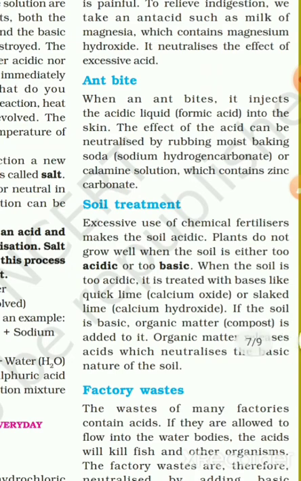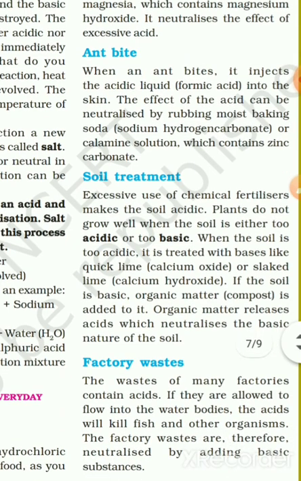Next is the ant bite. When an ant bites you, you might feel, in Hindi we call it jalan, in your legs. It is because the ant bite contains a special kind of acid called formic acid. We can neutralize the formic acid by rubbing on baking soda, whose chemical name is sodium hydrogen carbonate, or with calamine solution. The calamine solution contains zinc carbonate.